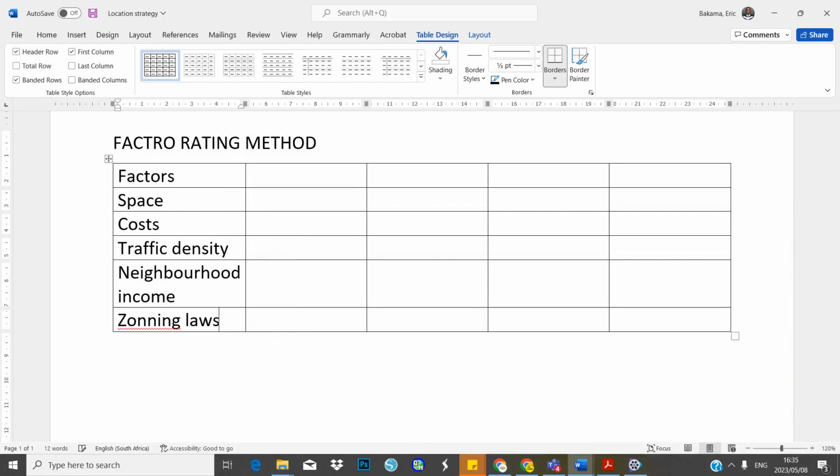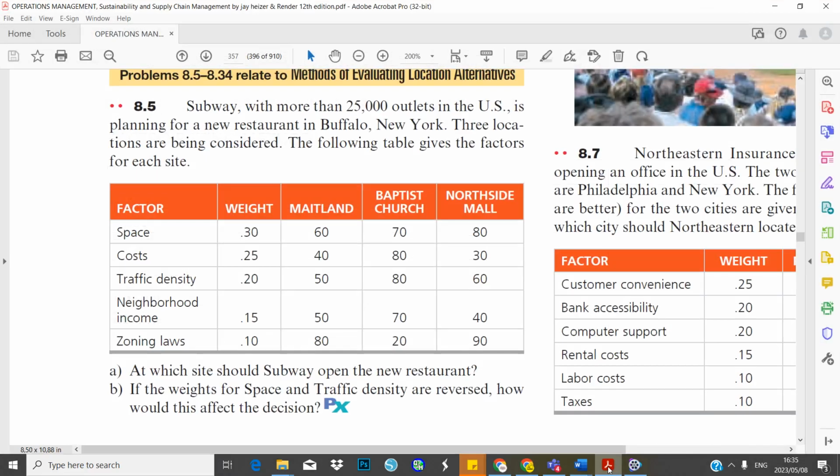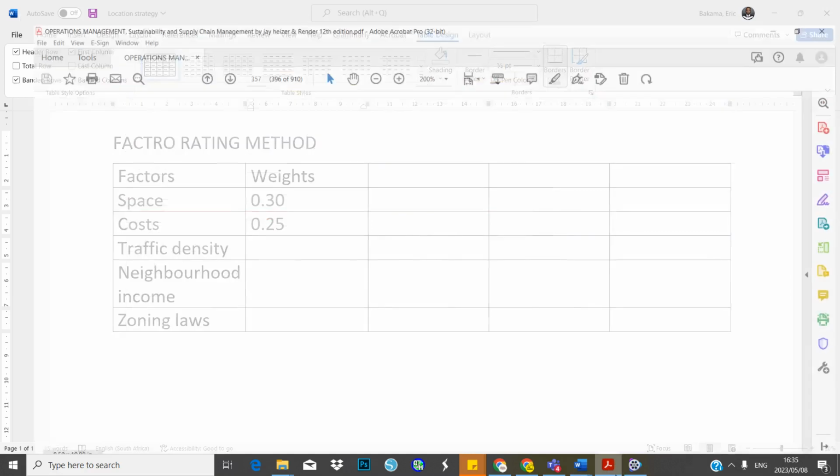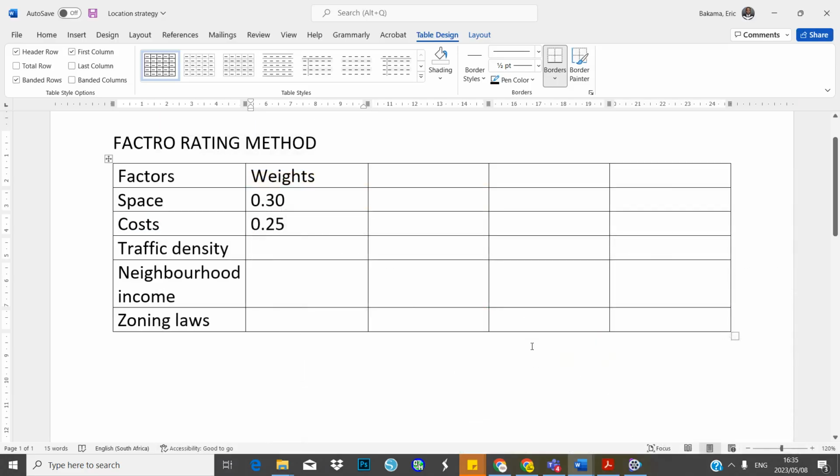Now, as I said, these are the laws that allow a company to do business in those areas and everything. Now, we have the weight here. By weight, we say these are the measures that, between brackets, a company determined they feel are quite important based on what they have done. In this case it is 0.33, 0.25, then we got 0.20, 0.15, then 0.1.